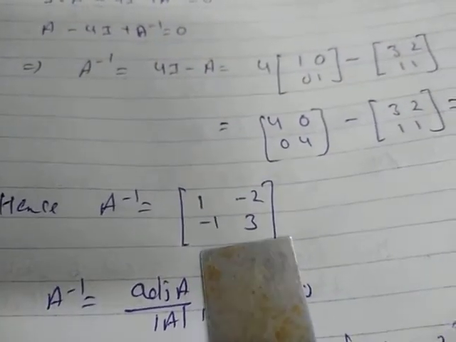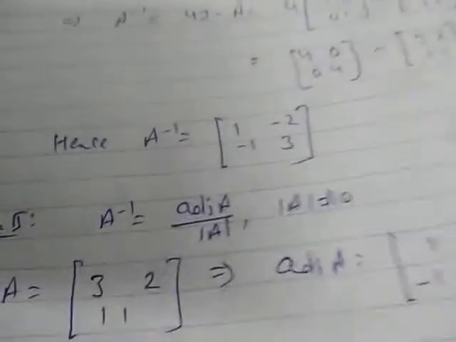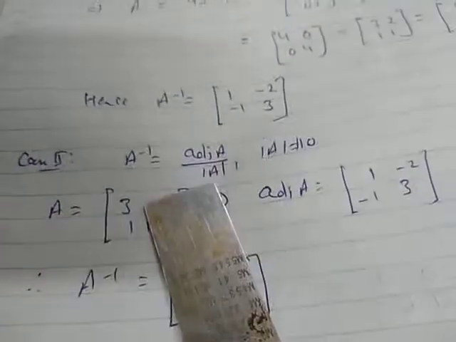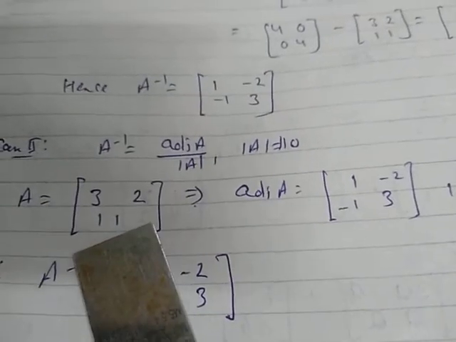A inverse has to be found out. A inverse is equal to 4I minus A. Put the value and then you will get the value of A inverse as this one. Here I have used the formula also. Adjoint A upon determinant A, when used, this is your A, this is your adjoint, this is your determinant. The same value is there. Now just check it out.